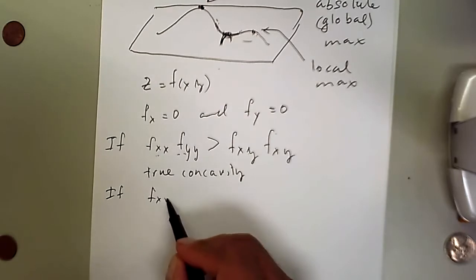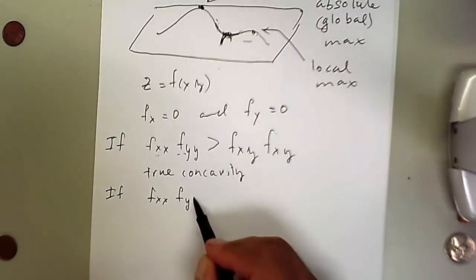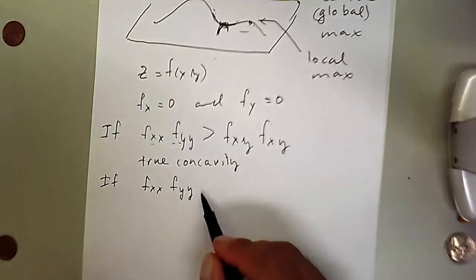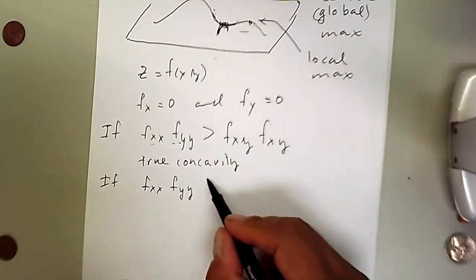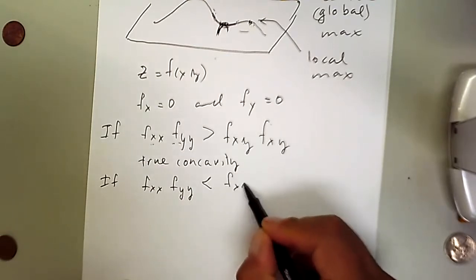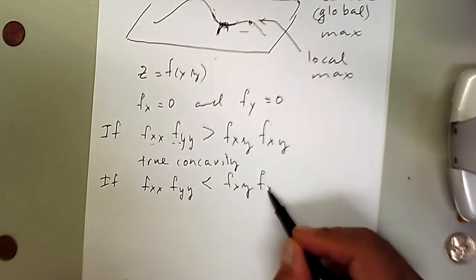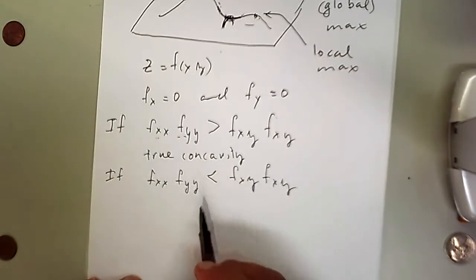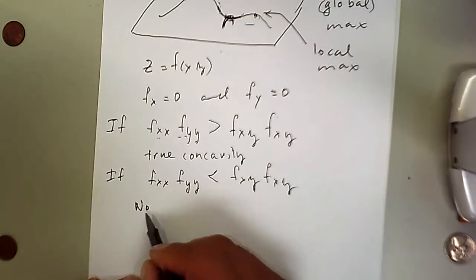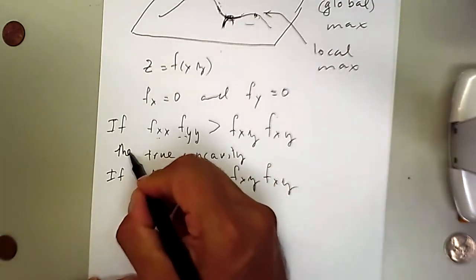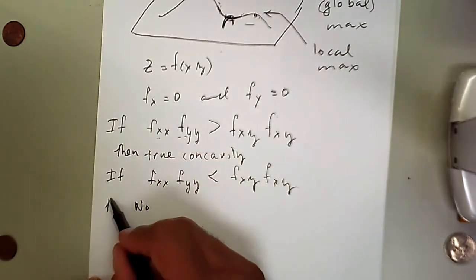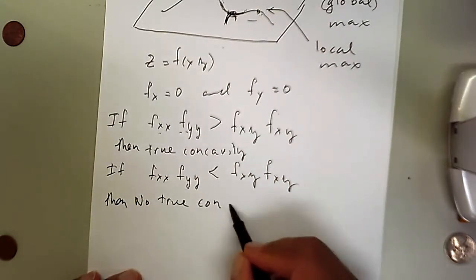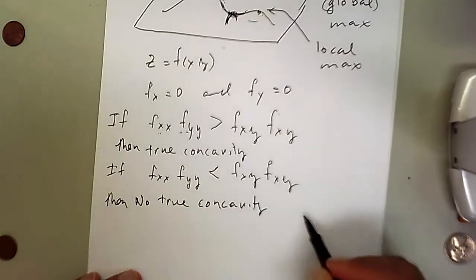If, on the other hand, we have the opposite, we have to be careful when we say opposite in math. If we have the reverse inequality, f sub xy, f sub xy, then we don't have a true concavity, which means that we have a saddle point.